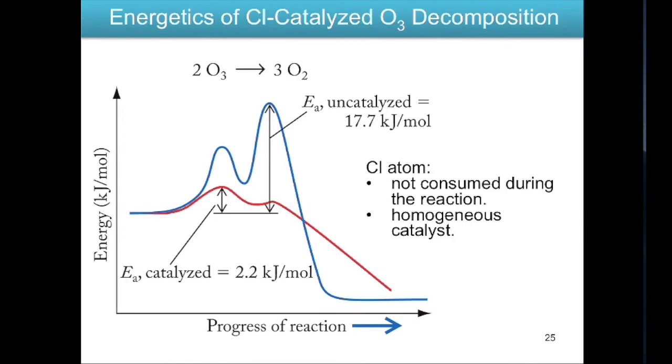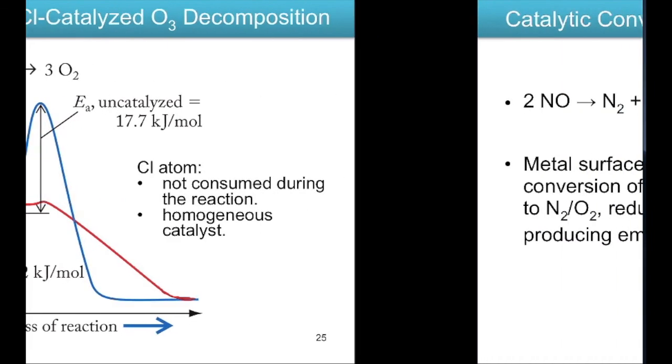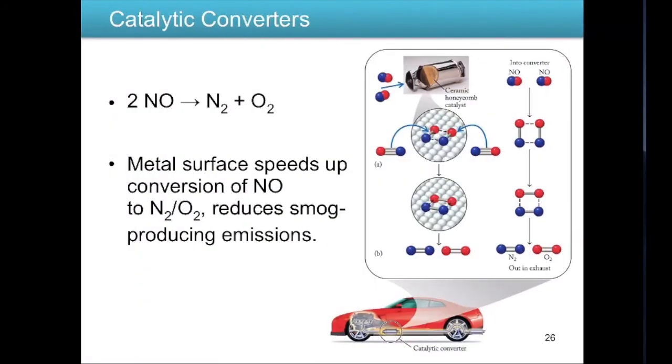Now, this red line will actually go down to the same level as the blue line because the catalyst doesn't change the products or the energy of the products. It only changes how quickly the reaction goes from reactants to products. Okay, so a couple of examples.